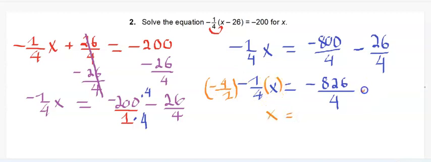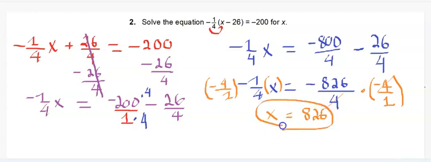And then over here, same thing. I had to multiply that by negative 4 over 1. And the 4 right here can be reduced with this 4, because you have a 4 in the numerator and 4 in the denominator. That's going to turn into a 1. And negative times a negative is a positive. That's going to give you positive 826. Okay, there you go. So that is the answer to number 2.